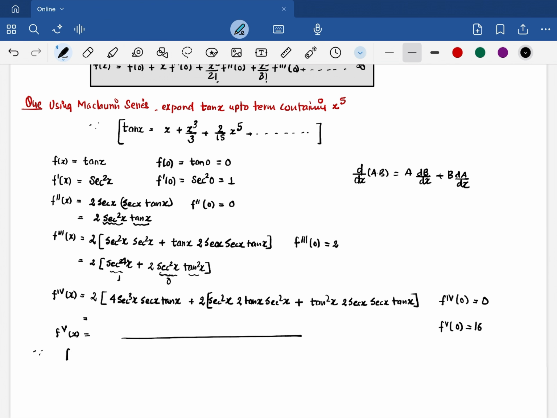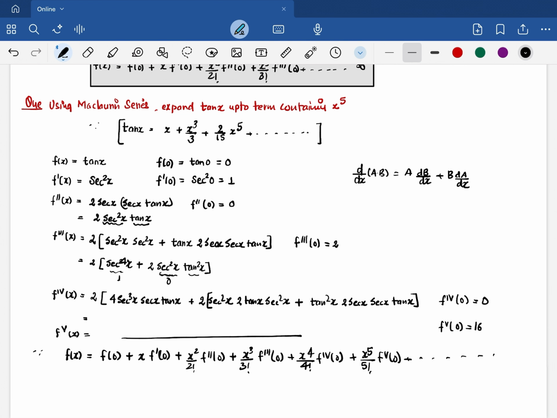So what does the Maclaurin series say? f(x) is equal to f of 0 plus x into f dash 0 plus x square by 2 factorial f double dash 0 plus x cube upon 3 factorial f third derivative of 0, x to the power 4 upon 4 factorial f fourth derivative of 0, x to the power 5 upon 5 factorial f fifth derivative of 0, and so on. Okay, let's write down the values from the top. Here you can see f of 0 is 0, f dash 0 is 1. Okay, so let's write down the result.